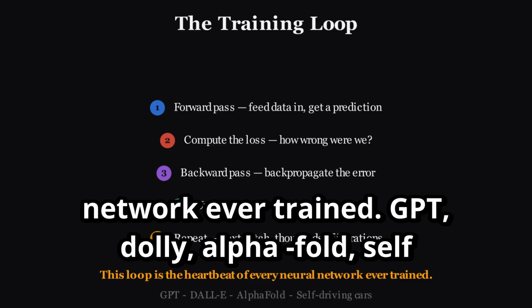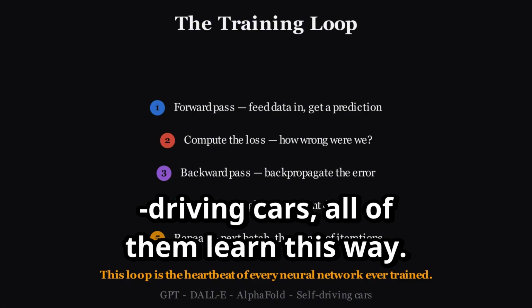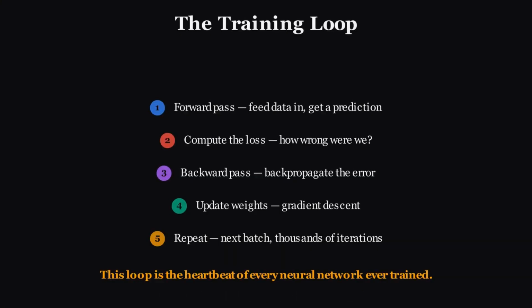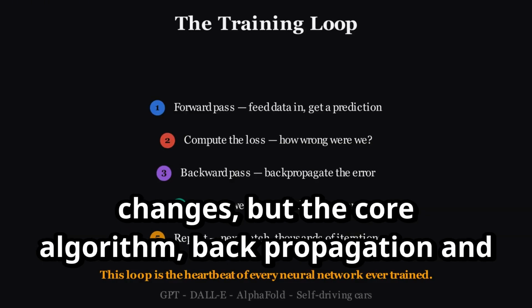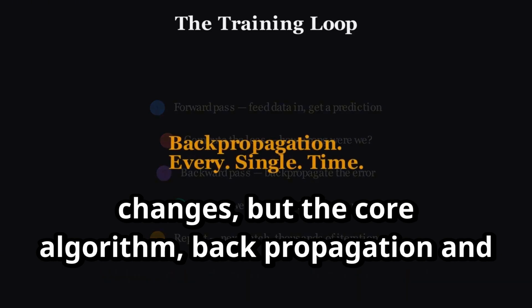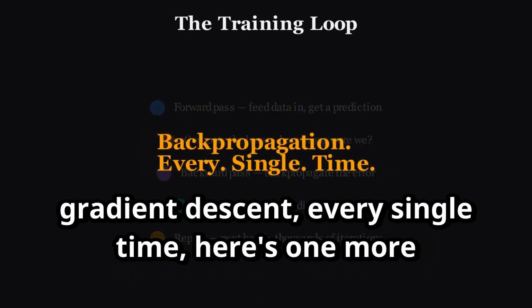GPT, DALL-E, AlphaFold, self-driving cars, all of them learn this way. The architecture changes, the data changes, the scale changes, but the core algorithm? Backpropagation and gradient descent, every single time.